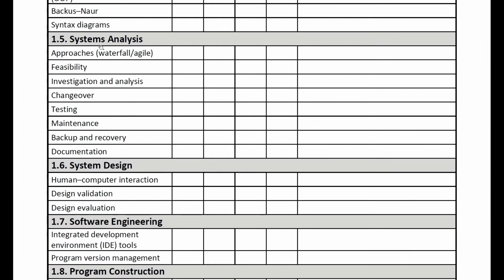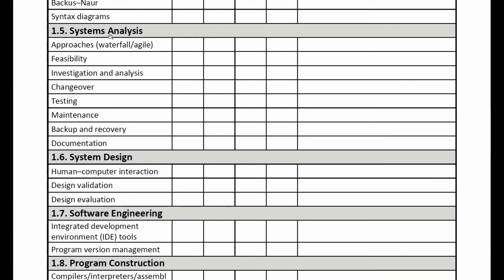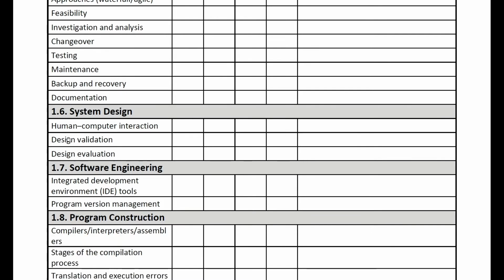You then have systems analysis. So this is looking at how you can take a piece of software from the idea phase into reality. So it's looking at different project management approaches, so in particular waterfall and agile. Then you go through a series of tests for feasibility. You investigate whether it's appropriate or not. There's a bit of changeover where you change over the old software to the new software. There's some testing, you have to do some maintenance. We look at backup and recovery, and then finally how to document it.